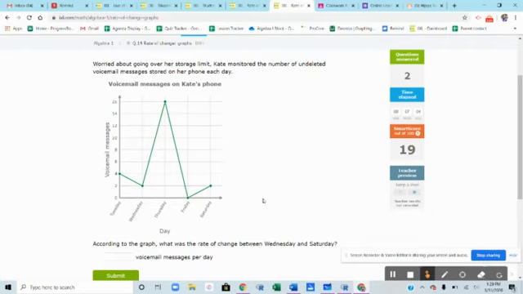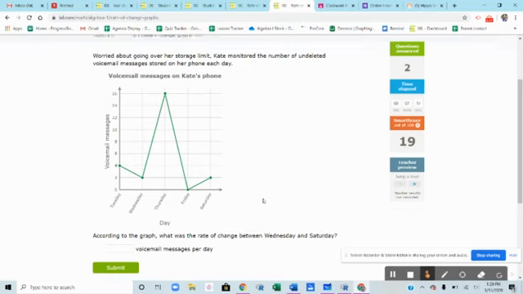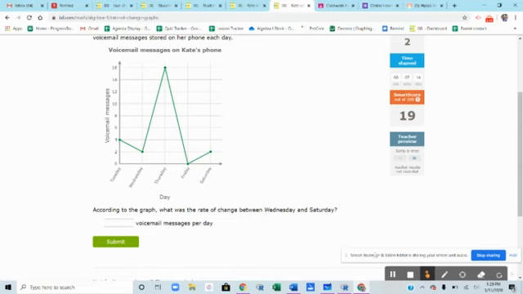All right, worried about going over her storage limit, Kate monitored the number of undeleted voicemail messages stored on her phone each day. According to the graph, what was the rate of change between Wednesday and Sunday? So we're going to focus starting here on Wednesday and going until, oh, sorry, I read that wrong, Saturday. Wednesday until Saturday. Paying attention to your scale, you're rising here each time by 2, and your days are counting by ones. So if I look from my first dot to my second dot, how much do I rise? Well, in this case, I don't even rise any. I rise 0, which means you can just stop right there. You know your answer is going to be 0 because you didn't rise any.